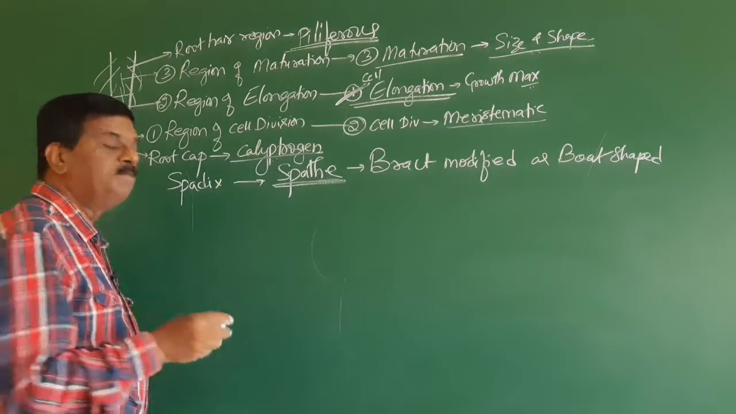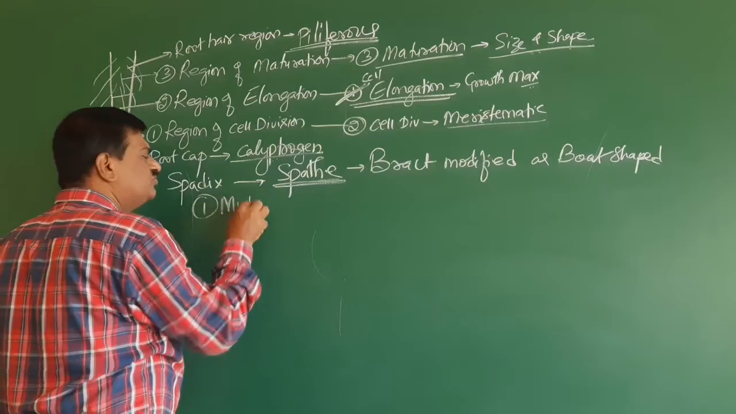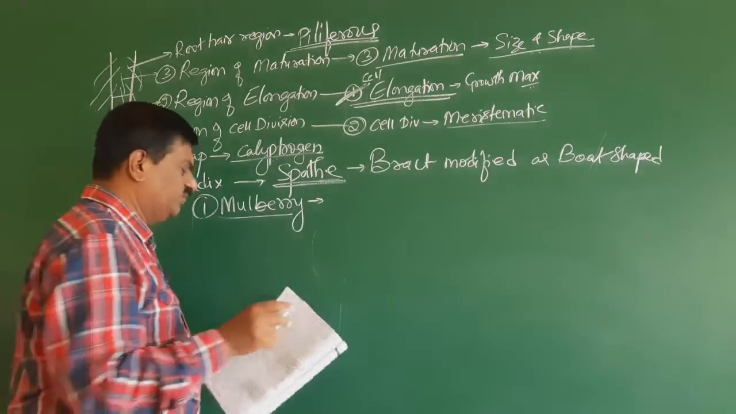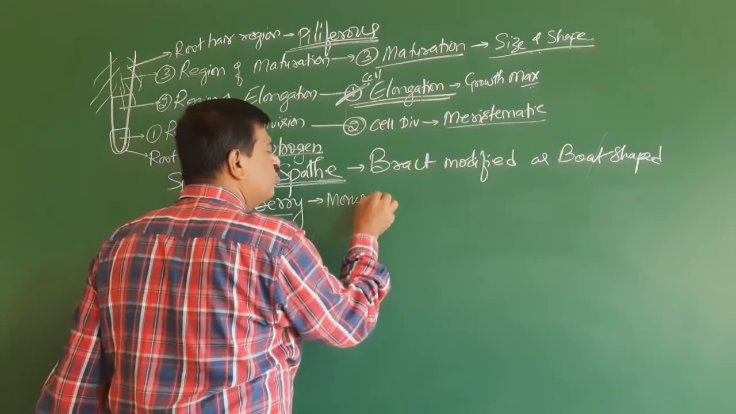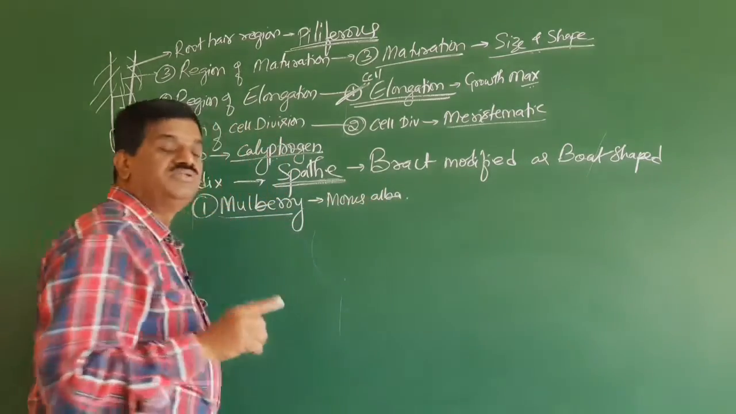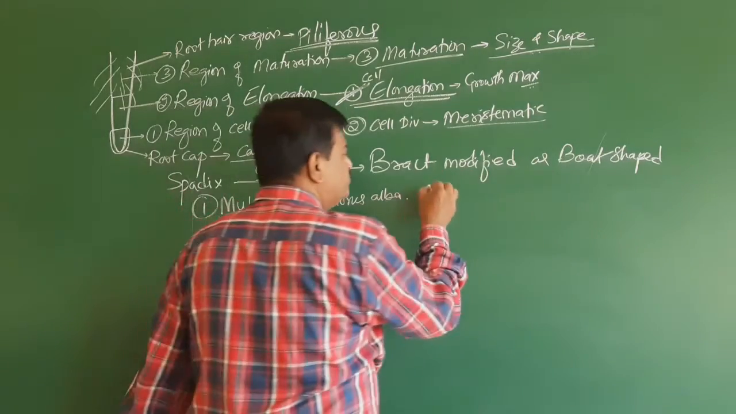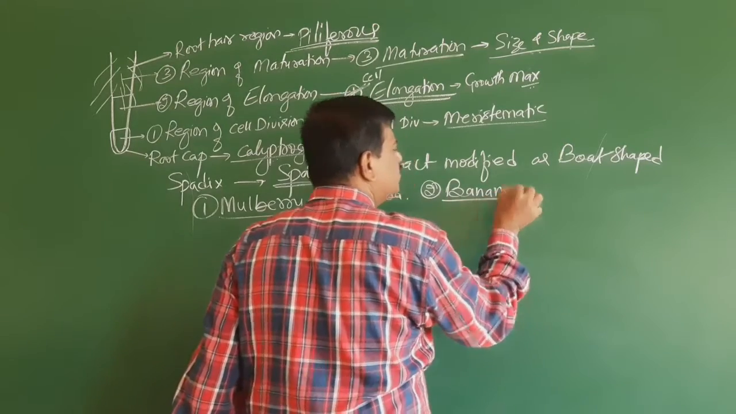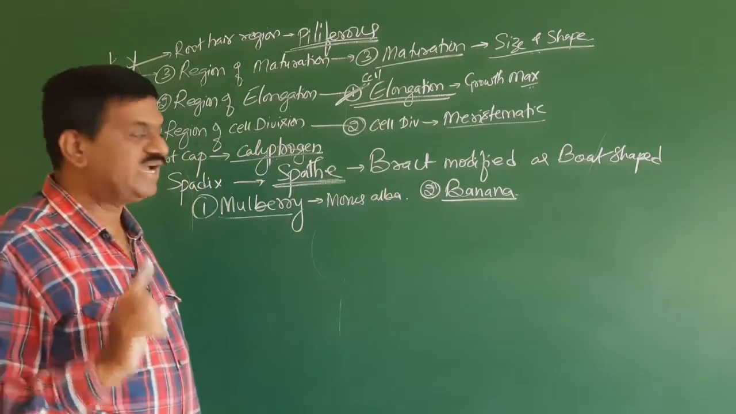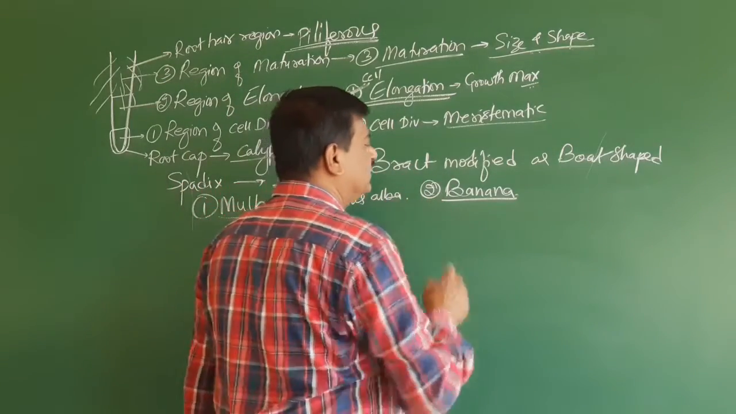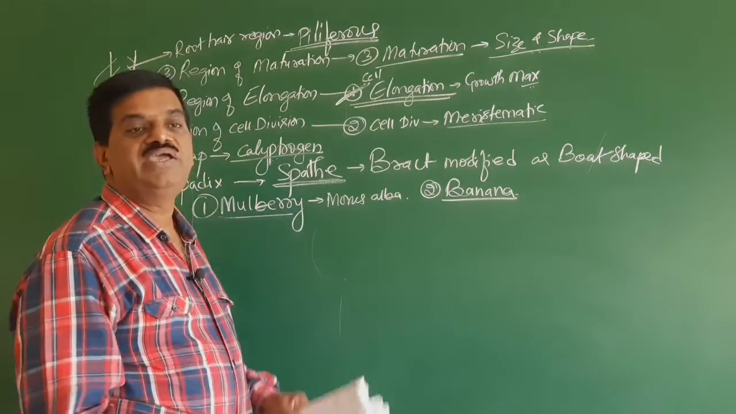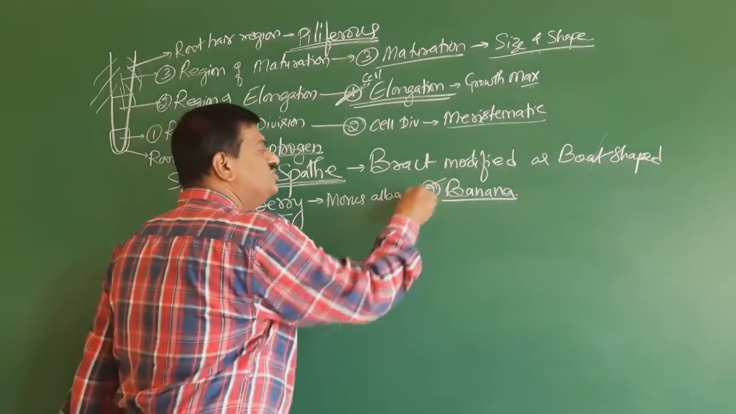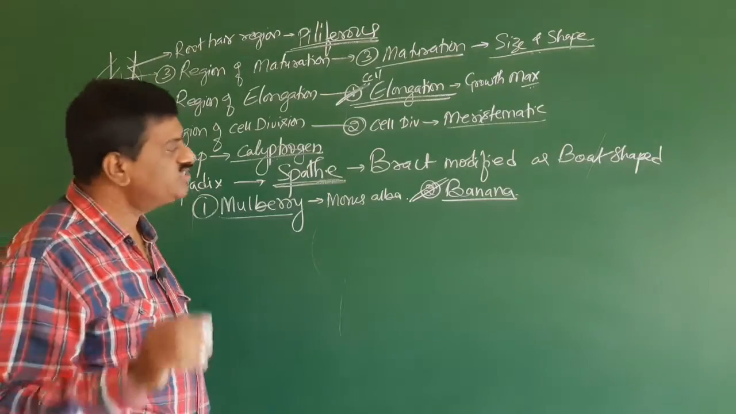The first one is mulberry, called Morus alba. Botanical name is Morus alba. This is not the right answer. The second option is banana, Musa paradisiaca. In this banana, you can see the flowers are covered by a red-colored boat-shaped structure called spathe. So this is the right answer. The right answer is banana.